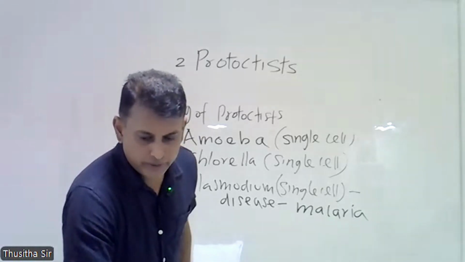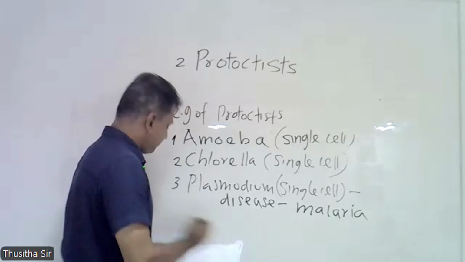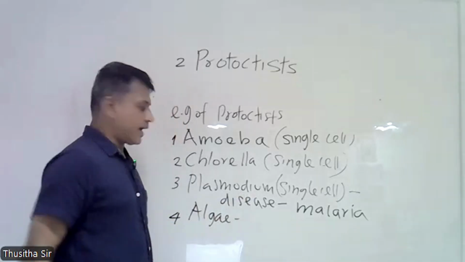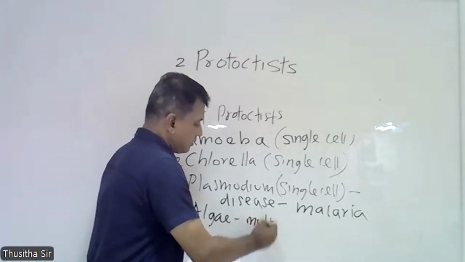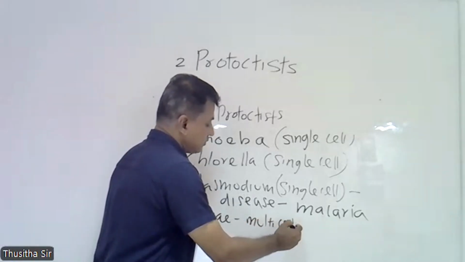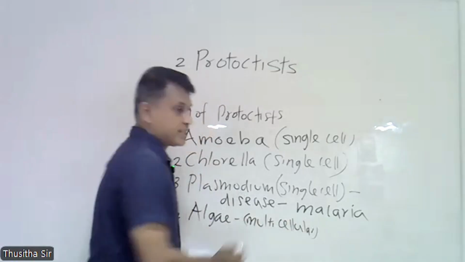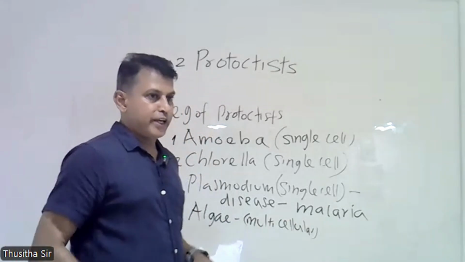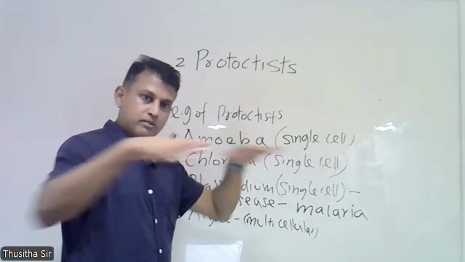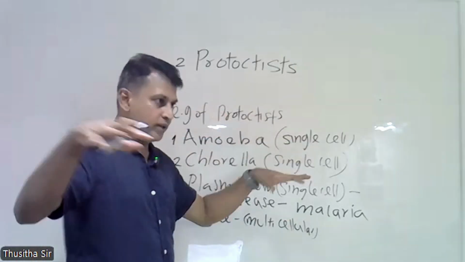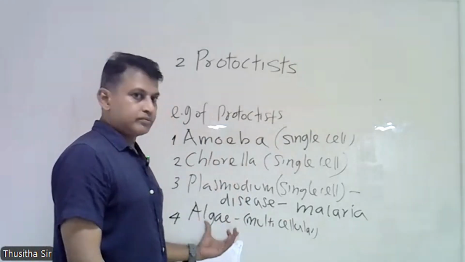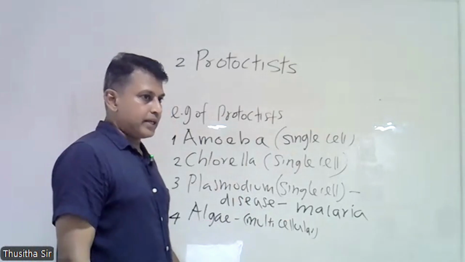Next one, fourth one, algae. Algae are multicellular. Algae is very common in waterlogged areas. They are green and they grow on the top of the water layer, green in color, and they are protoctist algae.